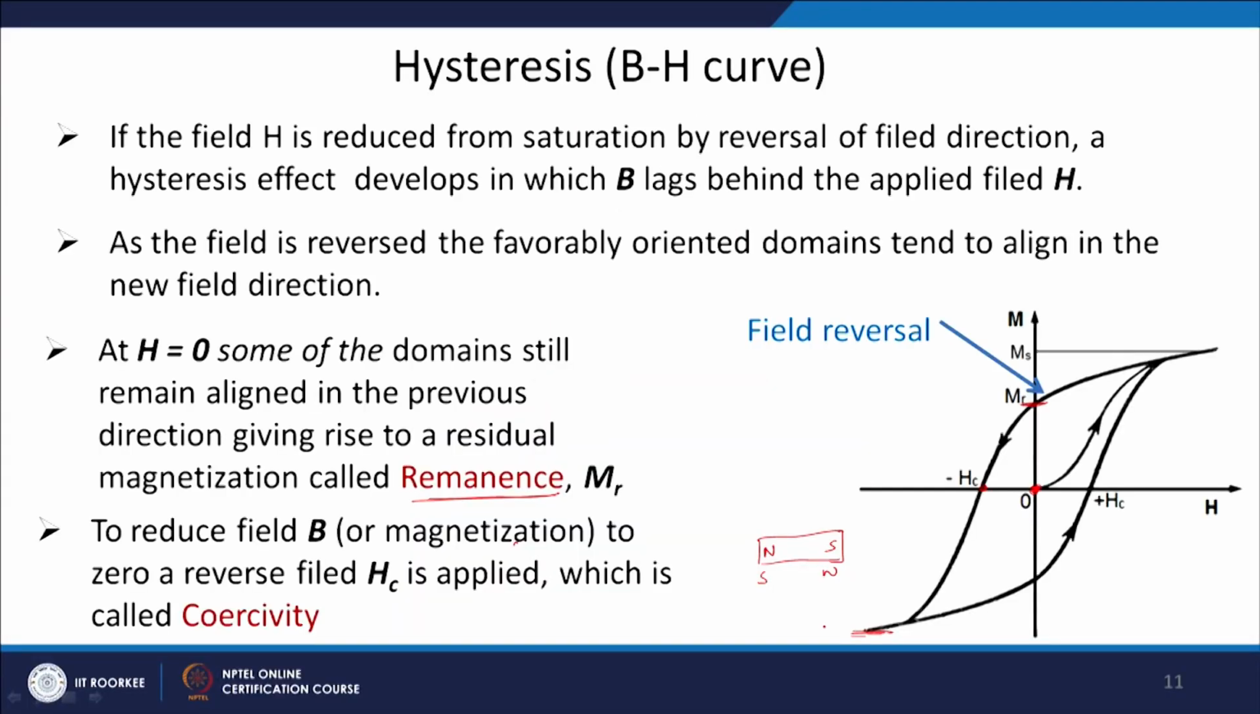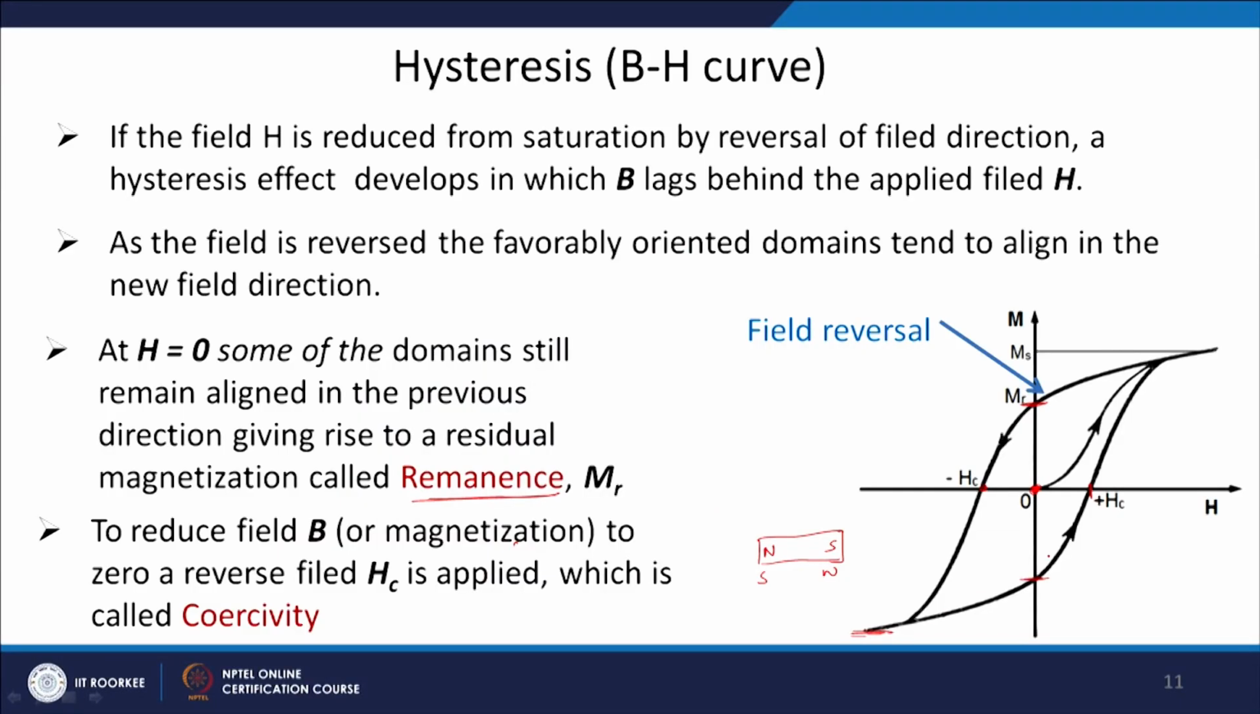So, again you will reach a saturation point. And when you start reversing the field, you will see that some remanence field will be there, some coercivity will be there. That means some positive external field has to be applied to bring it to 0 flux density again, and then it will go back to the saturation.